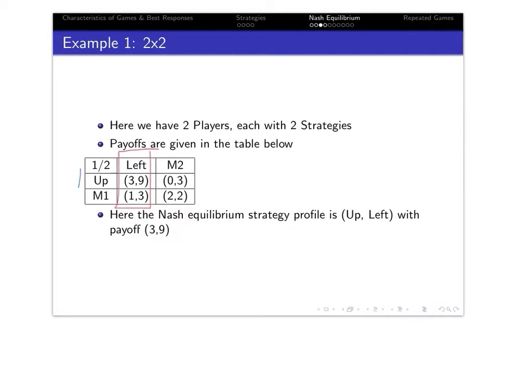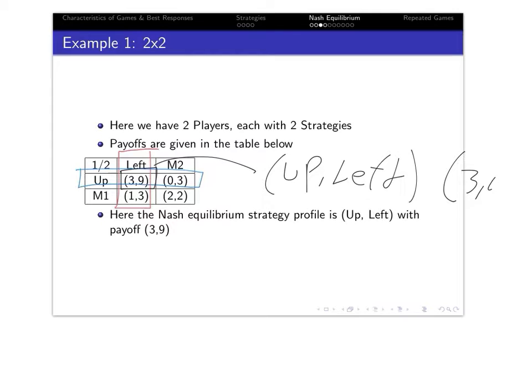Now let's lock in player 1. Player 2 can play left or M2. 9 is clearly better than 3. Since there's no incentive to deviate, up left is the Nash equilibrium profile, and you get payoffs 3 and 9, right? See how that works.